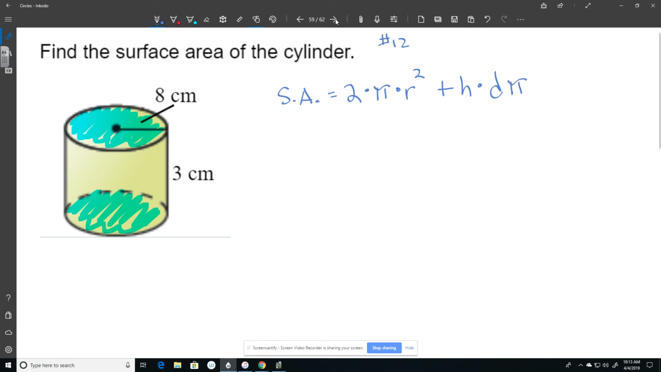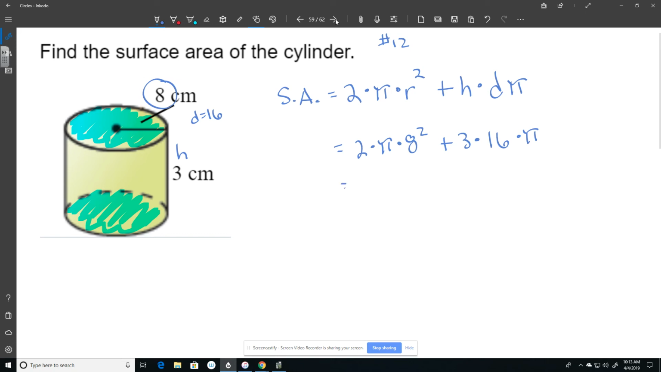So it's a little bit messy, but that's the formula I'm going to use, and I'm going to plug in my information. 2 times pi times radius squared. Well, my radius is right there, 8. So times 8 squared plus h, which is my height, 3, times the diameter. Well, if my radius is 8, then my diameter is 16. So 3 times 16 times pi.